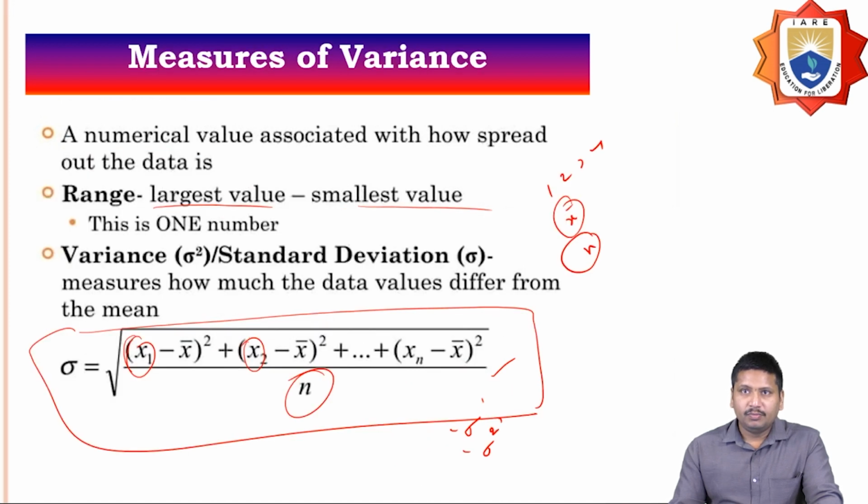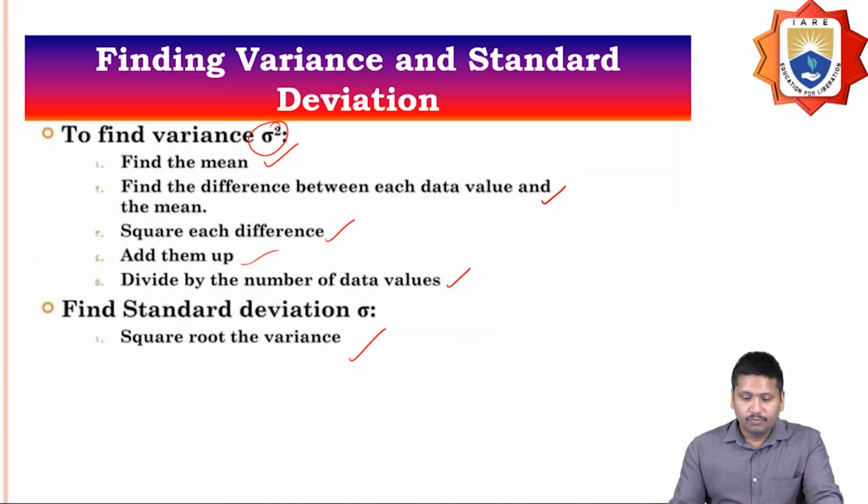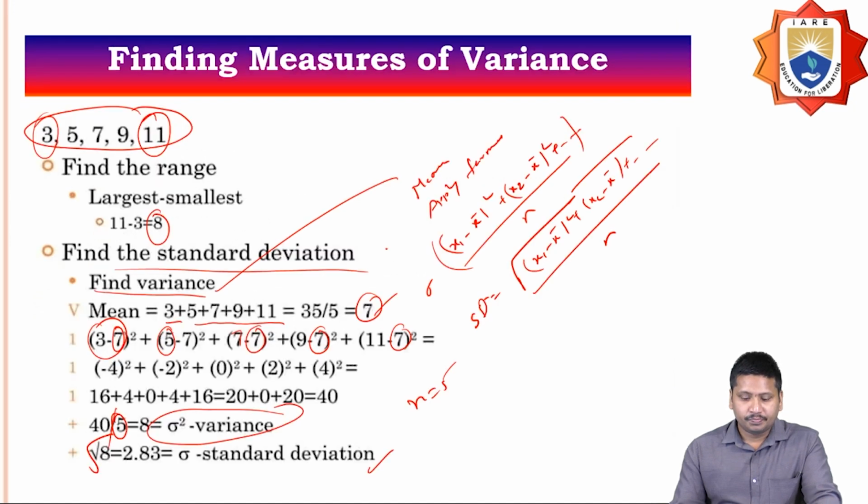For finding the measures of variance, we have to know the mean values and the range value. For finding the standard deviation, first we have to find the mean and obtain the differences, apply the square, add them all up, and then divide by the total number of values. For finding the standard deviation, we simply apply the square root of the variance. So this is the example of how we calculate the mean and variance.